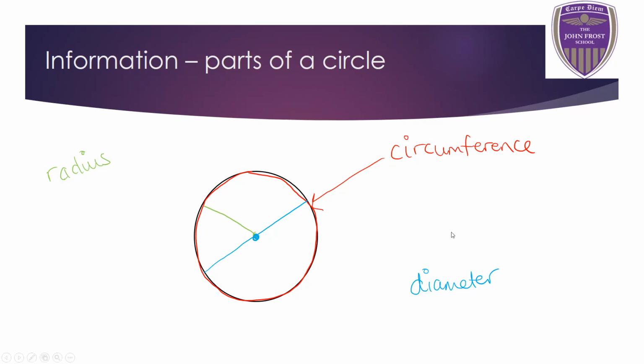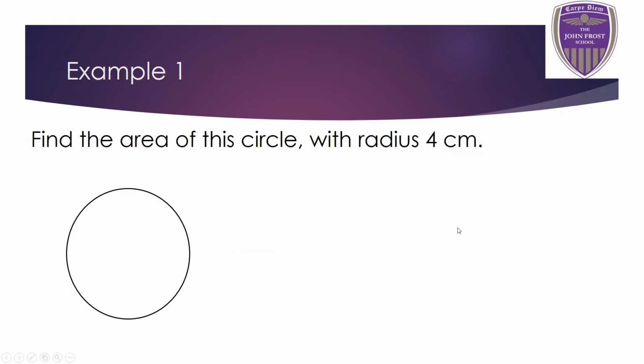Example number 1: we need to find the area of this circle with a radius of 4 centimeters. So I'm going to put that radius onto the diagram. Press pause, copy the diagram and the examples. Copy this down basically. The radius is 4 centimeters.